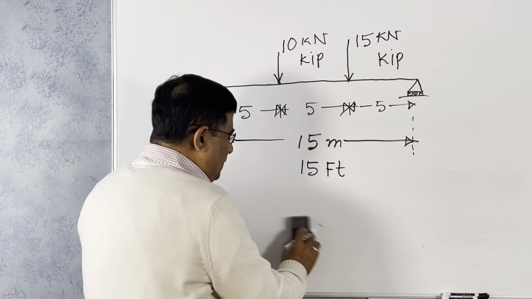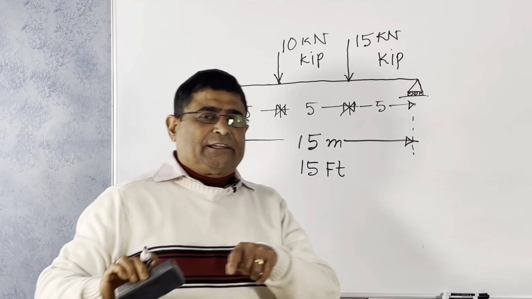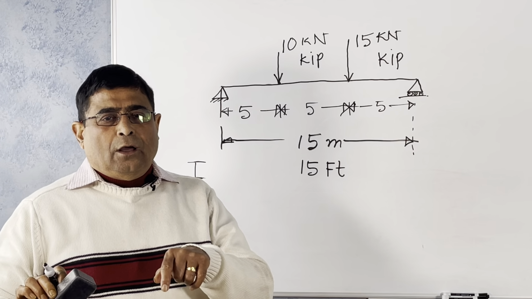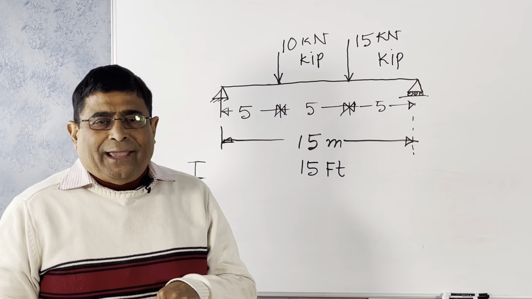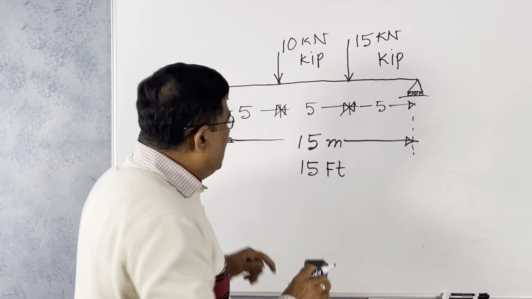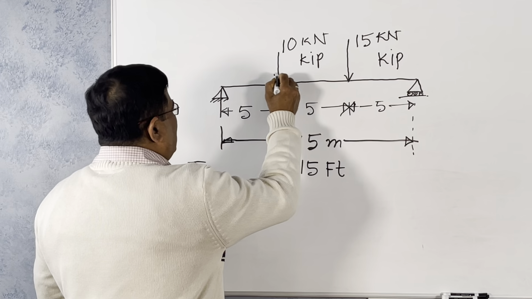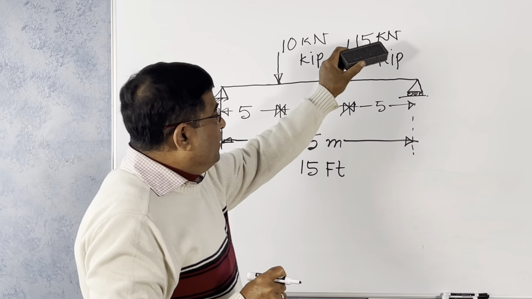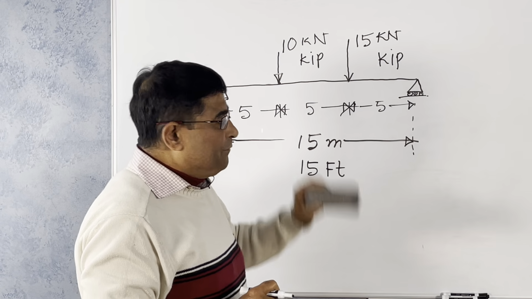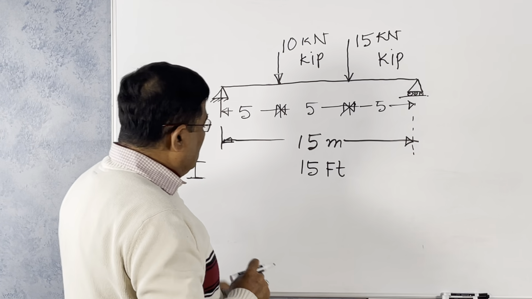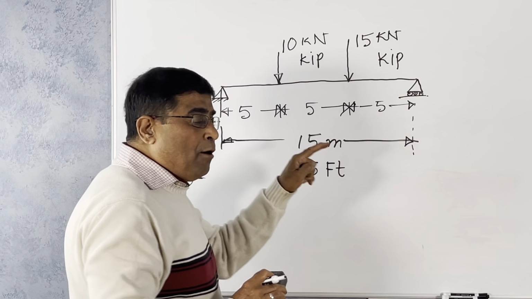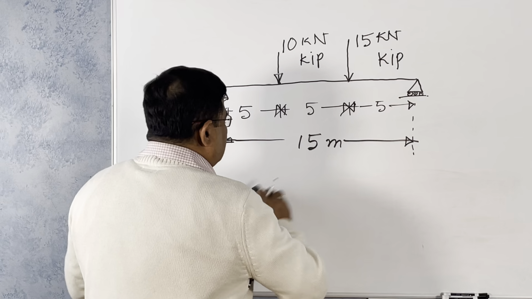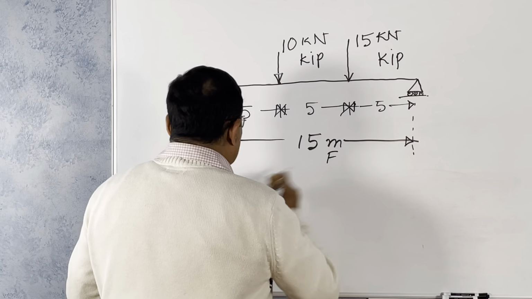We'll be considering the combination of all the loads later on to find out how it behaves on the bending moment and shear force diagram. Let us take this case. We single out the concentrated loads 10 kilonewton and 15 kilonewton, or 10 kip and 15 kip. Now we have to draw the bending moment and shear force diagram. What will you do?